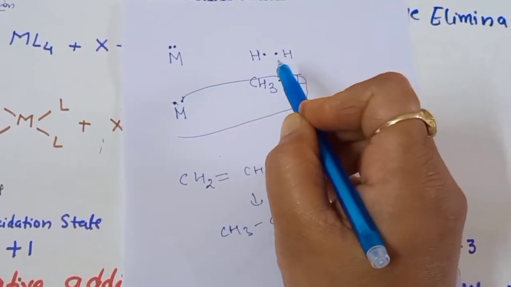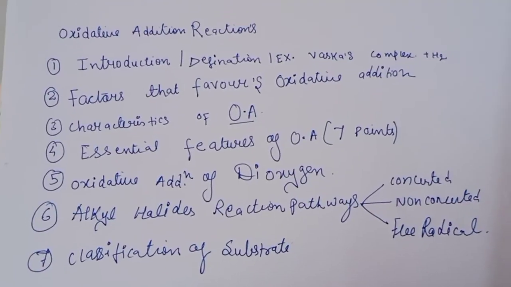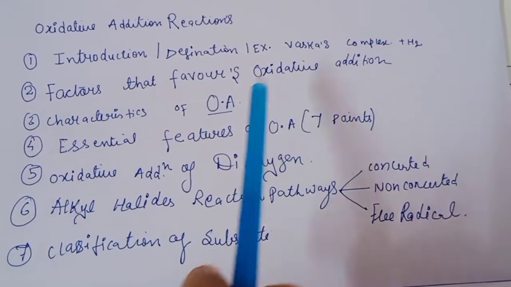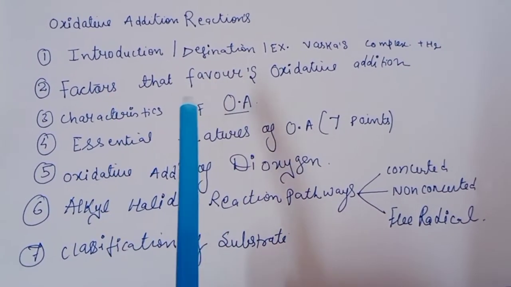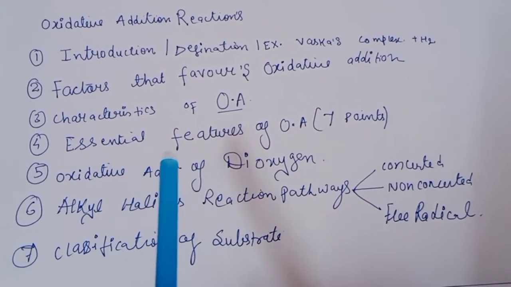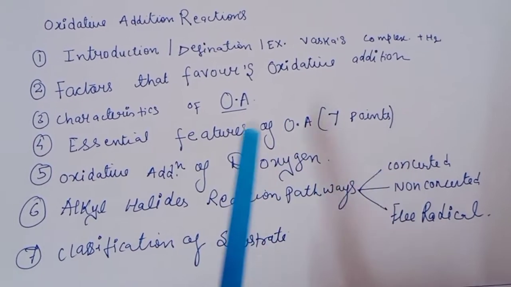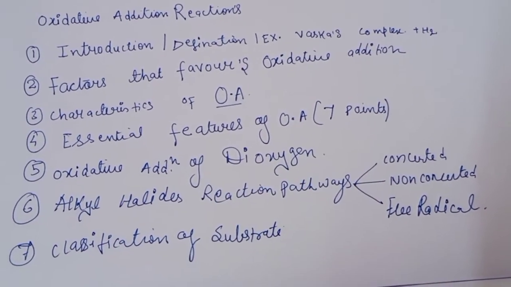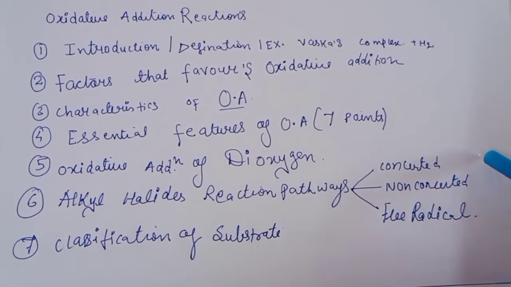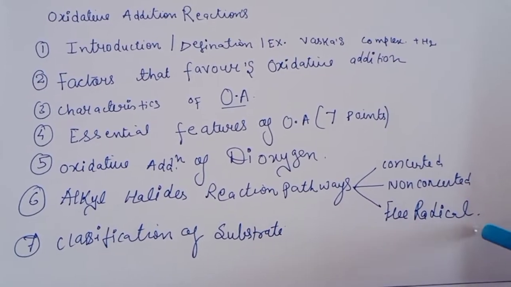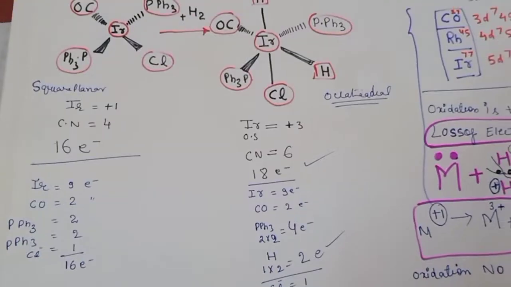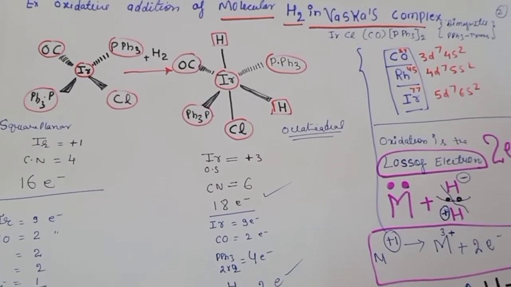Similarly, suppose this is our non-polar molecule. We will study oxidative addition reactions under the following headings: introduction, definition, with the example of Vaska's complex, addition of molecular hydrogen, factors that favour oxidative addition reactions, characteristics of oxidative addition reactions, and essential features of oxidative addition. There are 7 points. Then oxidative addition of dioxygen as per your VSKU syllabus, and the alkyl halides reaction pathway. The pathways are concerted process, non-concerted process, free radical mode, and next is the classification of the substrate. So now let us just understand these oxidative addition reactions more nicely.